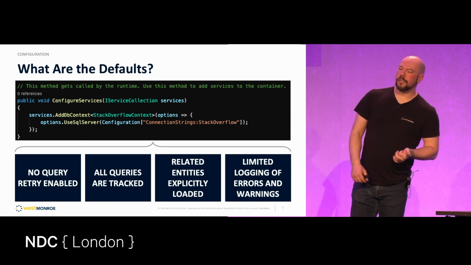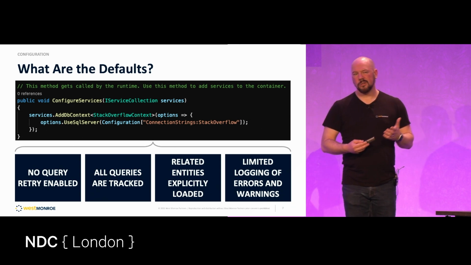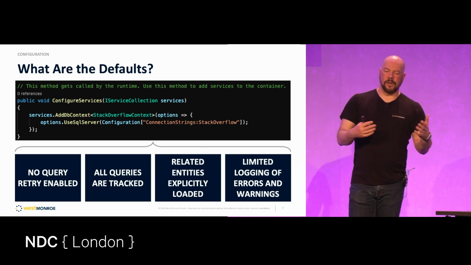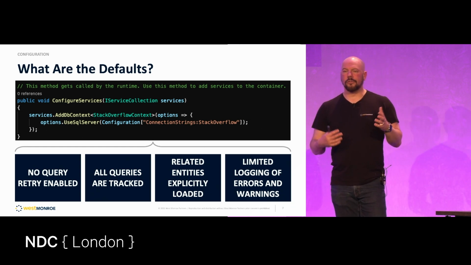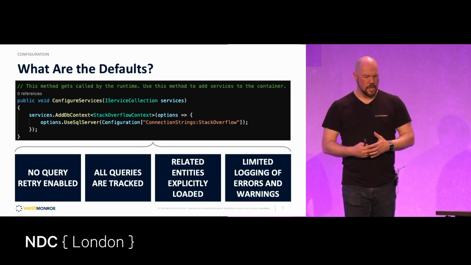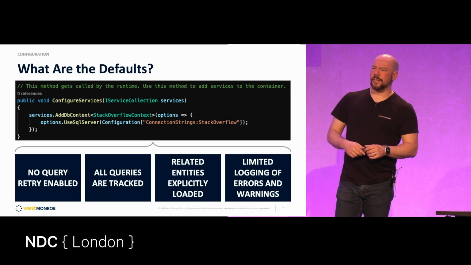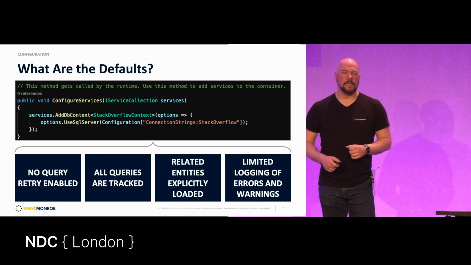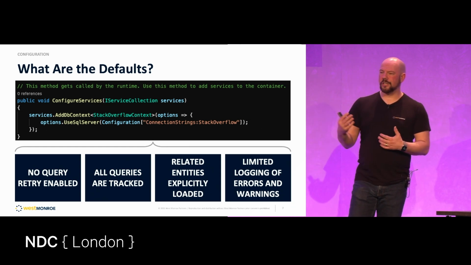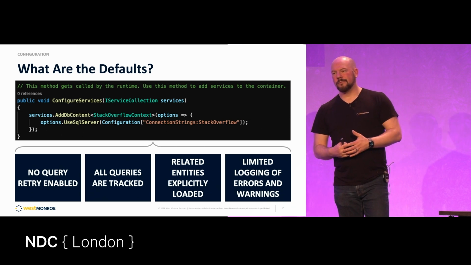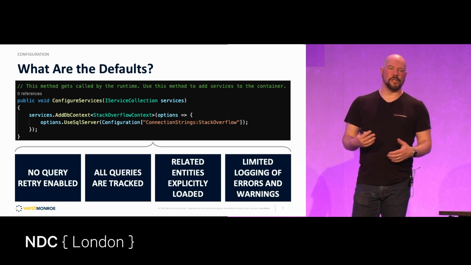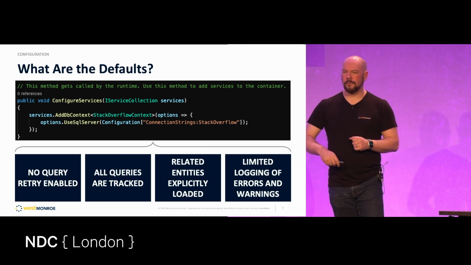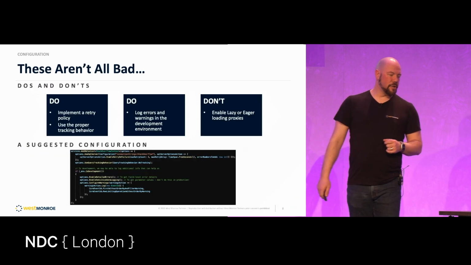Related entities are explicitly loaded. Probably fine. What does that mean? It means that if I have a user that's a child to a post, it's going to load that. And you don't really get much logging of errors or warnings. You get a connection failed. So sorry, try again later. Again, in a production environment, it's fine. In your development environment, we might want some more information about why our exquisitely constructed LINQ statement that's 40 lines long failed.